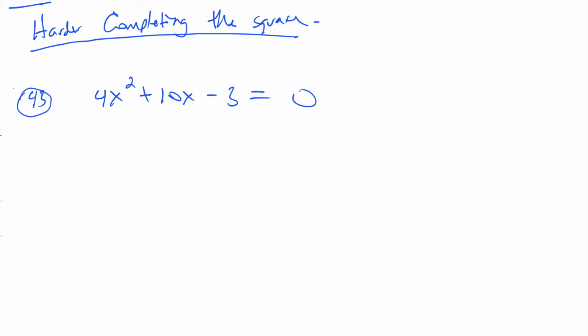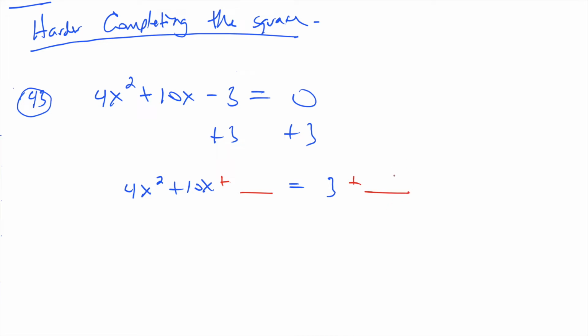Okay, so harder completing the square problem. The first thing you want to do is move this thing to the other side. You want that c value on the other side. You're going to get 4x squared plus 10x equals 3. Okay, before we continue any further, what do we do after that move? Yeah, plus blank plus blank, so you don't forget to put that one in there.